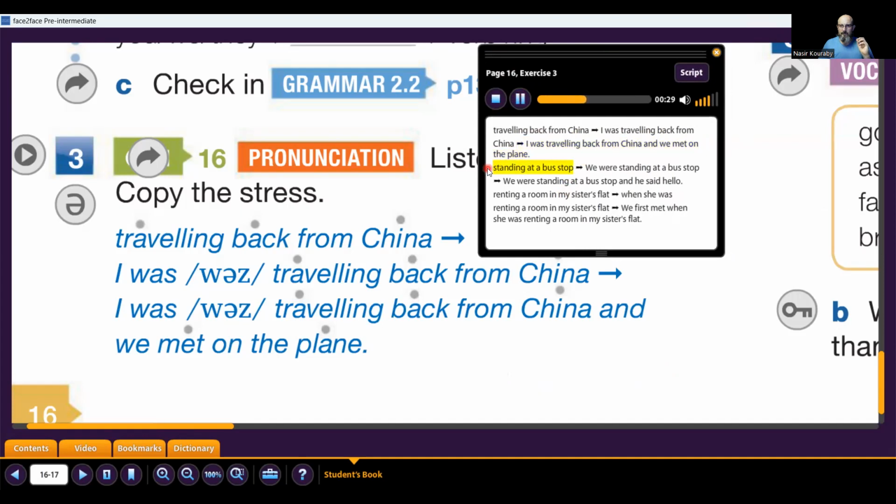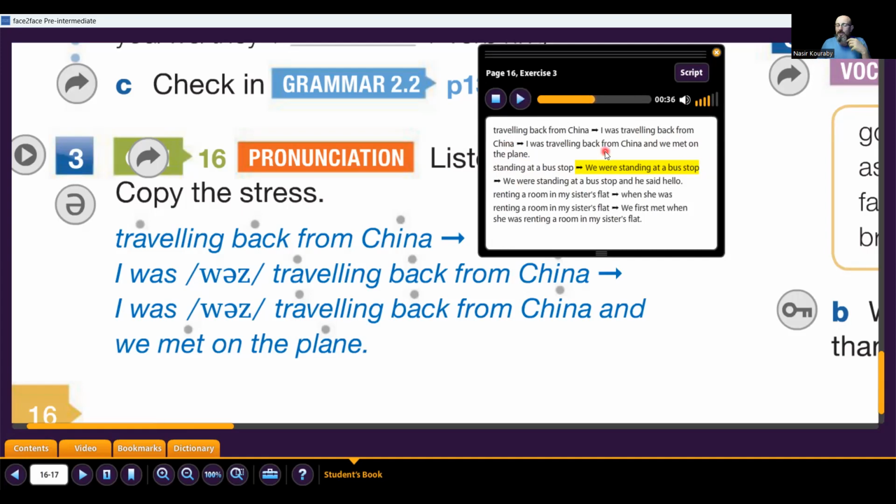Standing at a bus stop. We were standing at a bus stop. We were standing. Look, we were standing. Practice like this. We standing, not we were standing. No, we standing. We were standing. Listen again. We were standing at a bus stop.